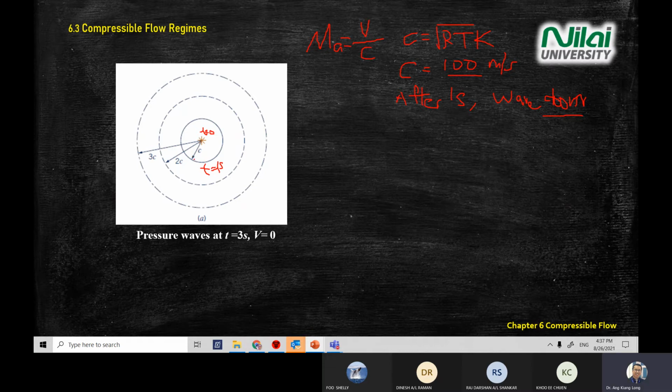Raj, are you able to understand? If your C is 100 meters per second, your radius from the source is 100 meters. Can you see this? Raj, are you able to understand? Raj, are you there?